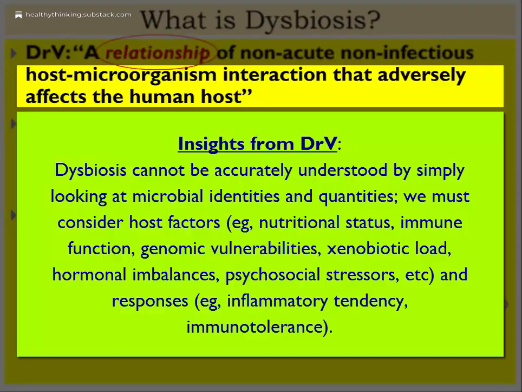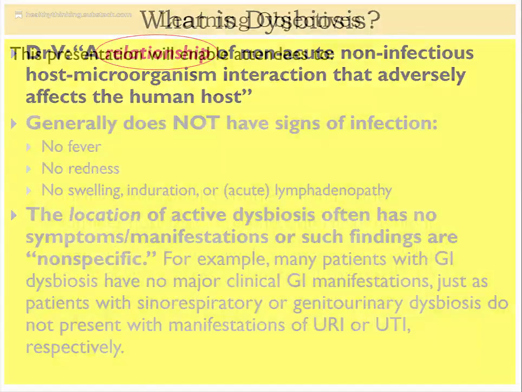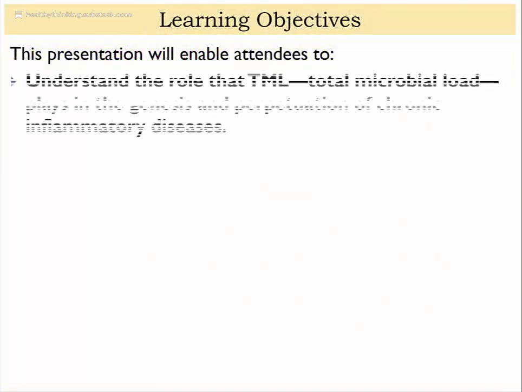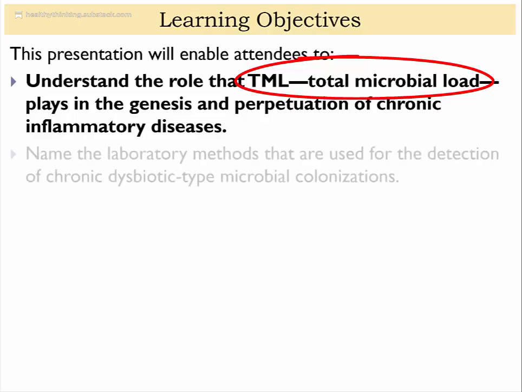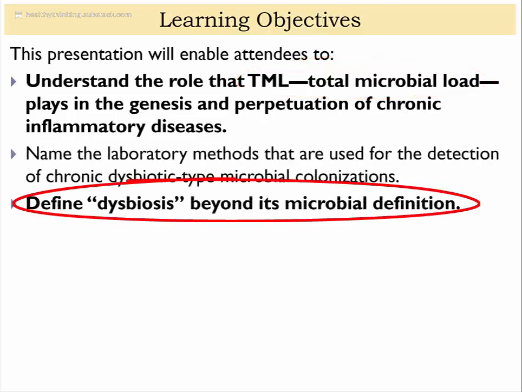So the concept of dysbiosis, in my opinion, can't be explained simply by looking at bacteria and other microorganisms. We have to look at the effect that those have on the human host. And that helps us have a more broad definition of dysbiosis, and that gives us more opportunities to intervene clinically. We want to understand the role that the total microbial load plays in the genesis and perpetuation of sustained inflammatory responses, and we want to be able to define dysbiosis beyond its microbial definition.